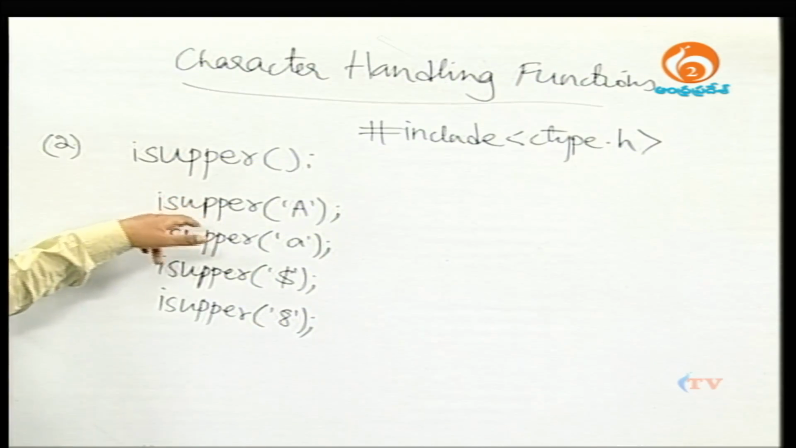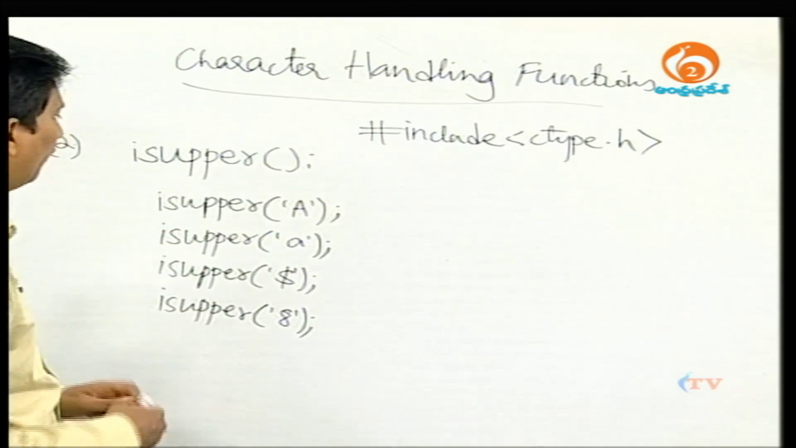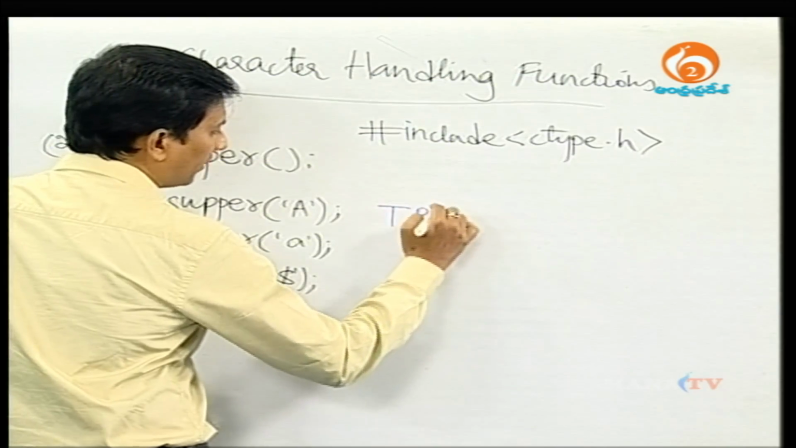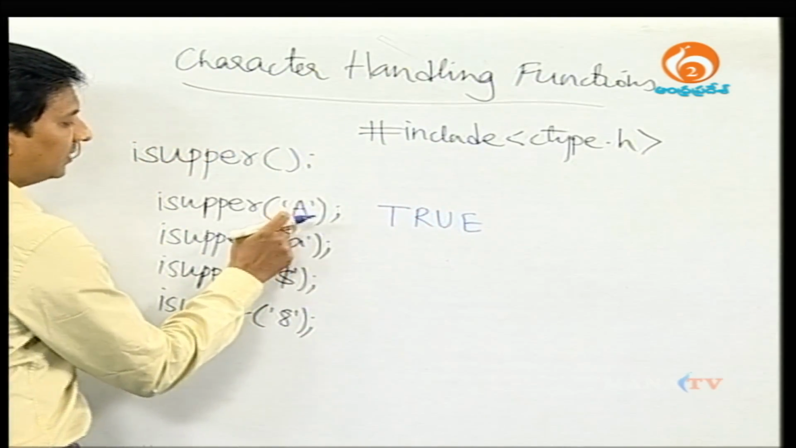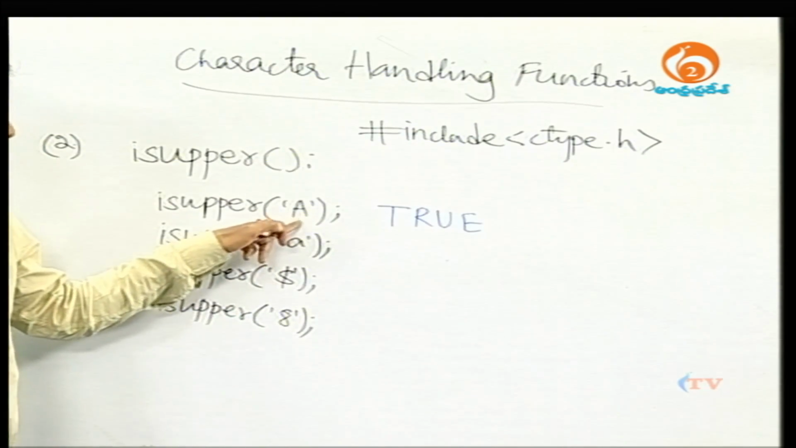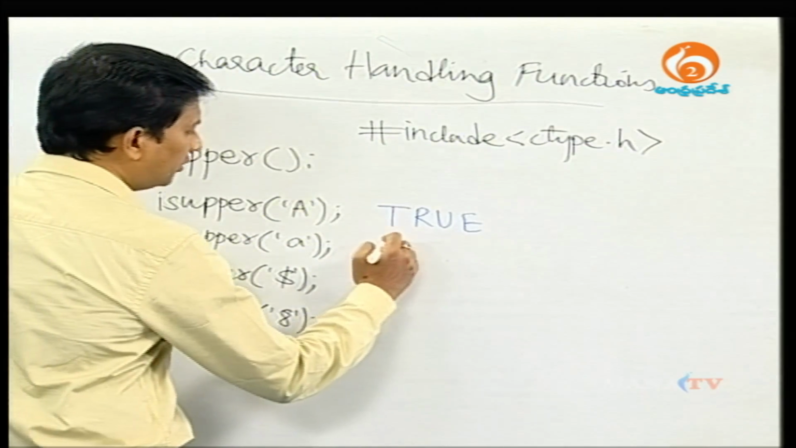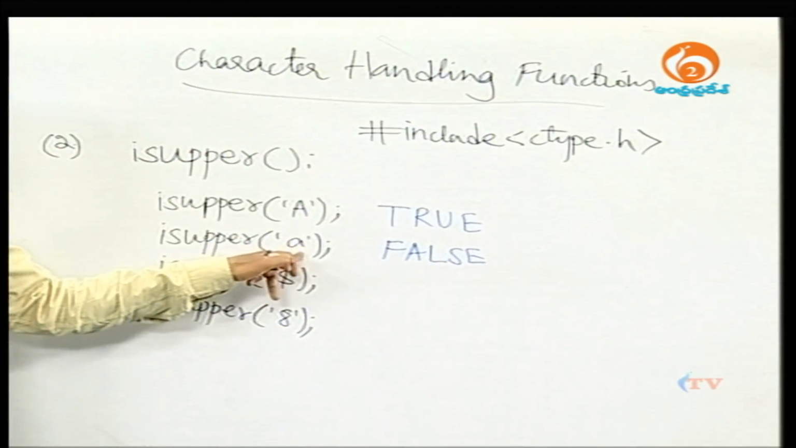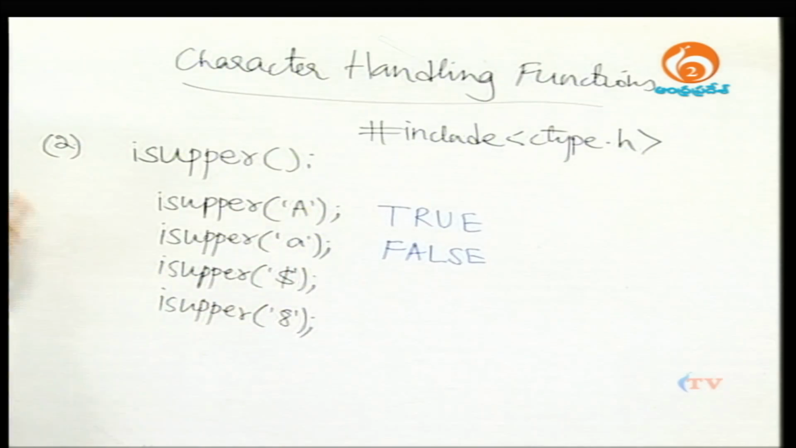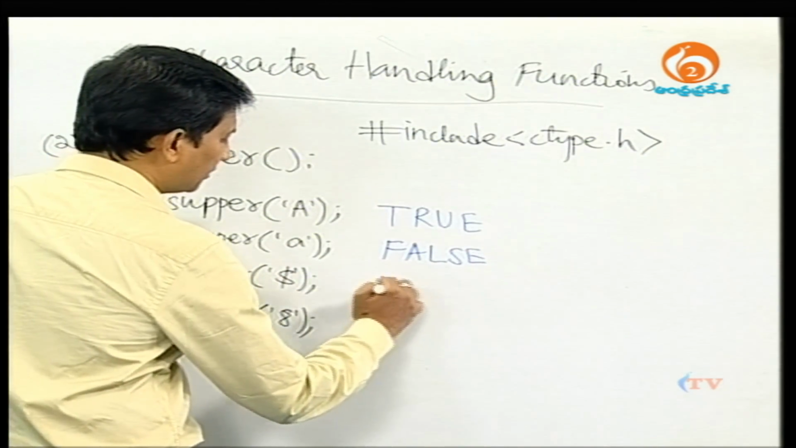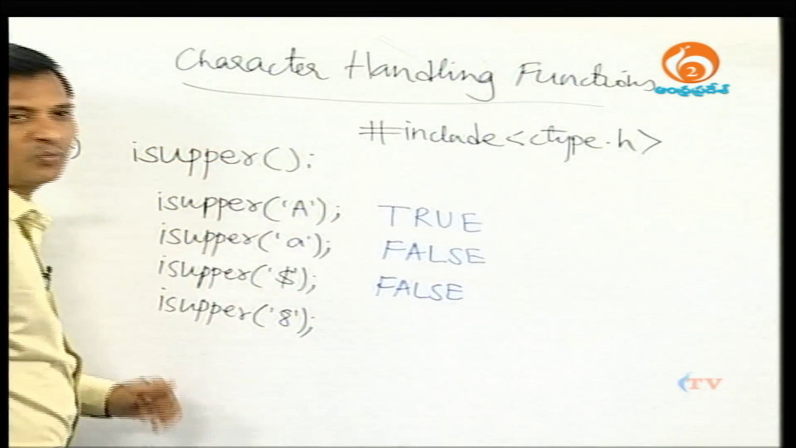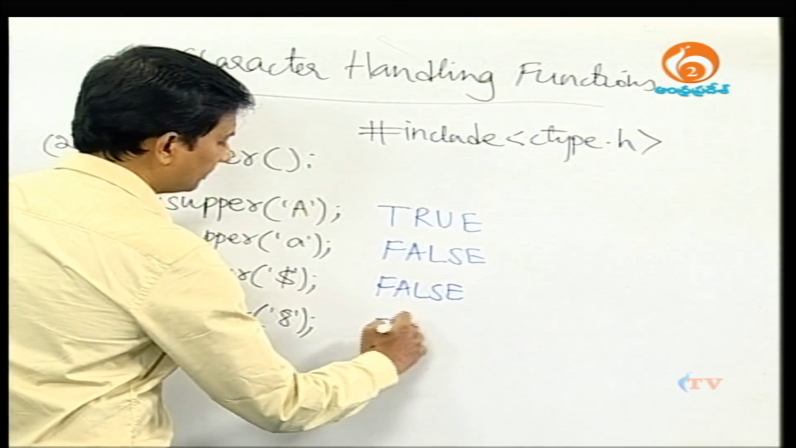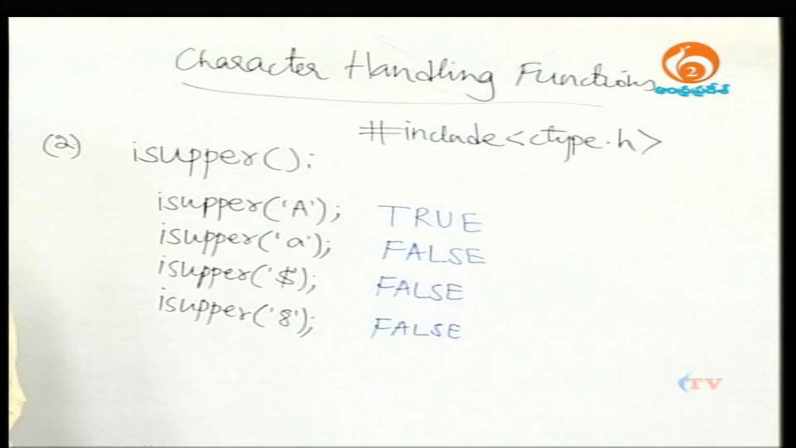So, isupper of 'A' returns true, because it is an uppercase alphabet. isupper of 'a' returns false, because it is a small letter. isupper of dollar returns false. isupper of 8 also returns false.